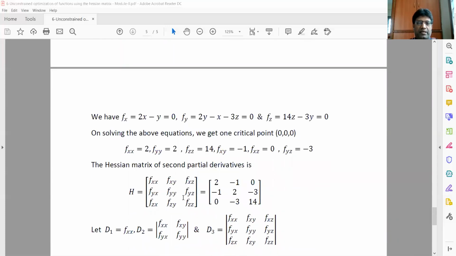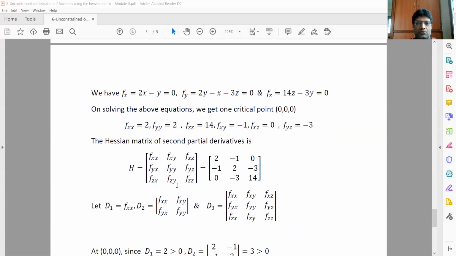Next, we require the Hessian matrix: f_xx, f_yy, and f_zz. From this, if I differentiate one more time with respect to x, I will get 2. One more time with respect to y, 2. One more time with respect to z, we will get 14. Next, f_xy is minus 1. f_xz is 0 clearly. f_yz is minus 3. Therefore, the Hessian matrix is this one. Substitute here. D1 is f_xx, D2 is this formula and D3 is this one.